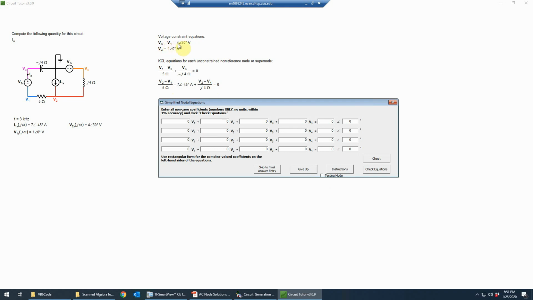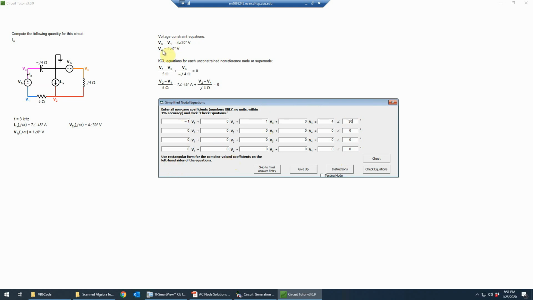Our first equation says V3 minus V1 equals 4 angle 30 degrees. So V3 will have a coefficient of 1, and V1 will have a coefficient of minus 1. And then we'll have the 4 angle 30 degrees on the right-hand side. Notice that all of these must be entered over here on the right-hand side in polar form, whereas these numbers must be entered in rectangular form. Remember, in general, these are going to be complex numbers, but the single text box indicates that we need to use rectangular form, as it indicates here in the instructions.